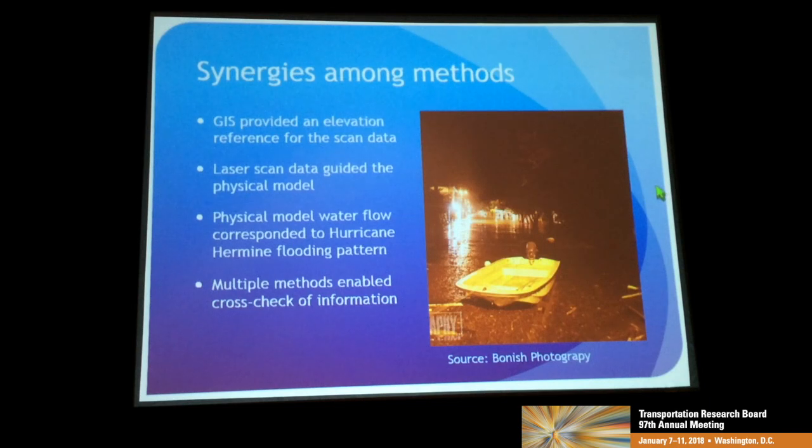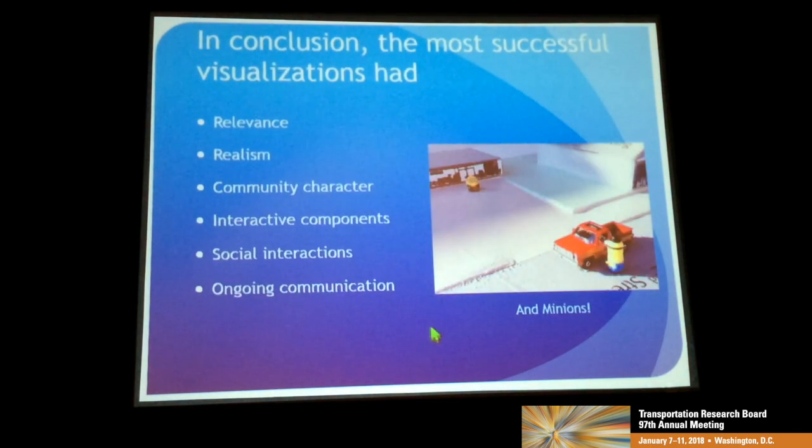In the end, we also found synergies between these models, which I'll skip. Last, in conclusion, we found that the 6 key ingredients to visualization are relevance, realism, community character, interactive components, the ability to spur social interaction, as well as to use as a catalyst.